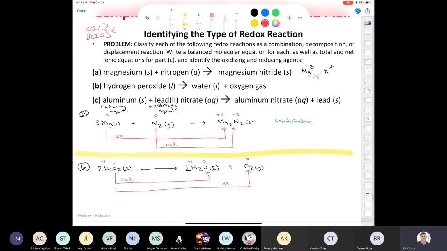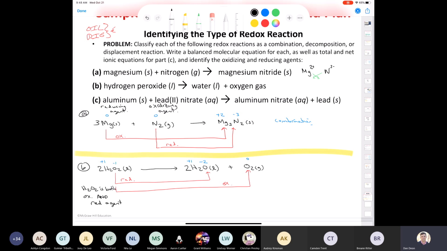So what does that tell us? If the hydrogen peroxide is supplying the oxygen that is both undergoing oxidation and reduction, that tells us that the hydrogen peroxide, the H2O2, is both the oxidizing and the reducing agent.